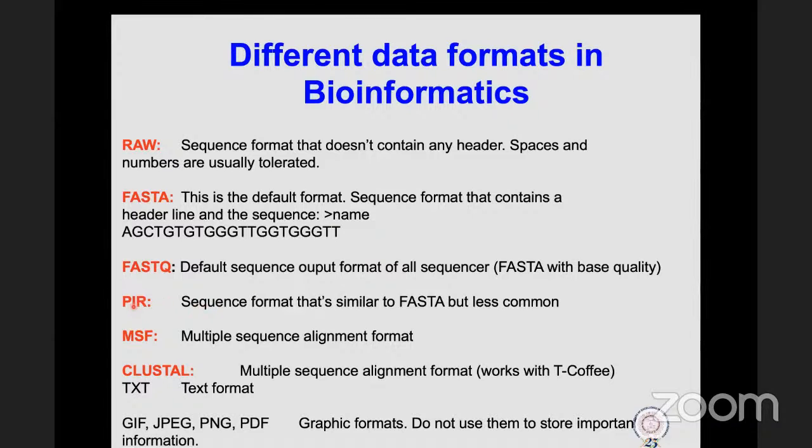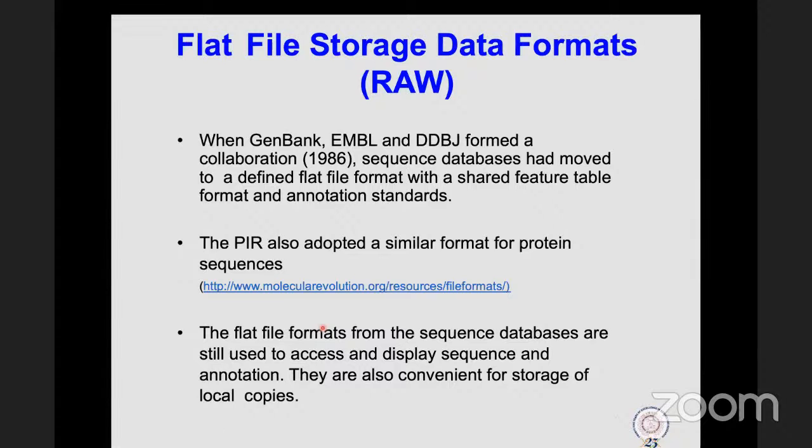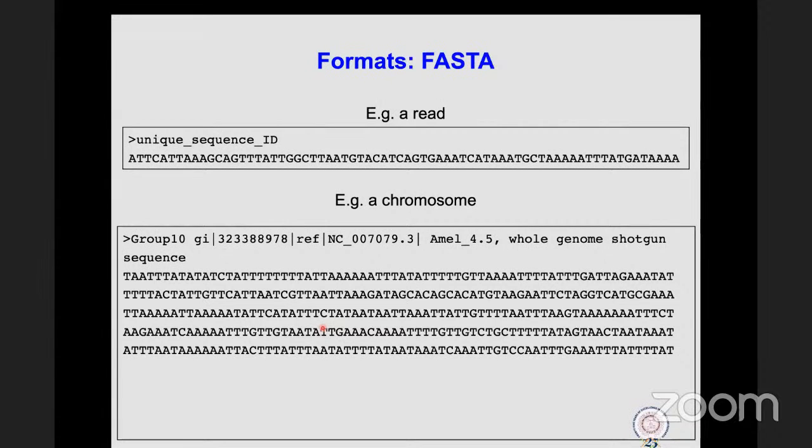For proteins, PIR is very common, and MSF, which is a sequence aligned format. So there are n number of formats in data. Initially the data was in raw flat file format, like a normal text file, which was stored in 1986 in GenBank and EMBL. But as data types increased, they changed the format, and from flat file it has been translated into 7 or 8 different formats. For example, if this is a FASTA file format, it has the greater than sign followed by a unique sequence ID. This is an example of a human chromosome.